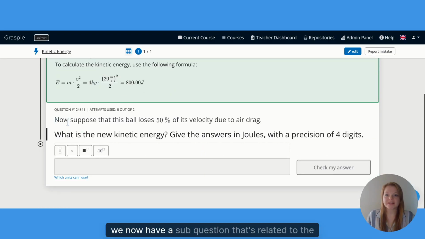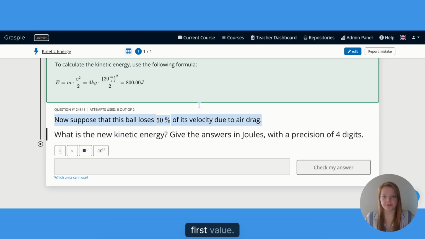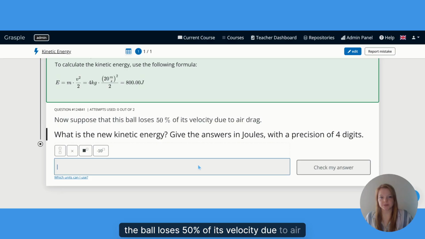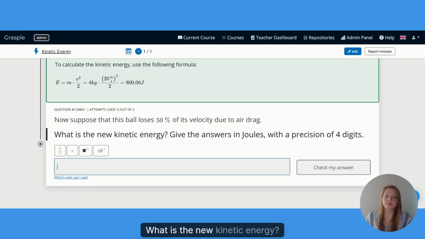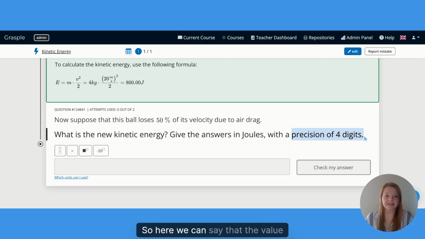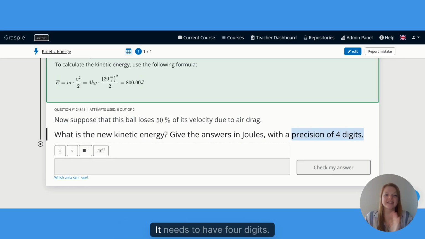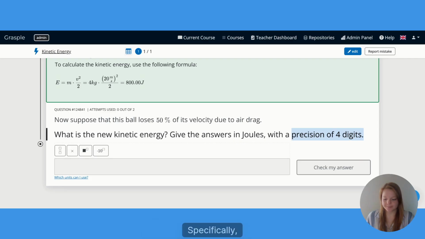Now we have a sub-question that's related to the first value. So now suppose the ball loses 50% of its velocity due to air drag. What is the new kinetic energy? Give the answer in joules with a precision of 4 digits. This also highlights another useful feature in Grasple, that being the precision. So here we can say that the final value must have 4 digits. If it has 3, it will be marked incorrect. If it has 5, it will be marked incorrect. It needs to have 4 digits specifically.